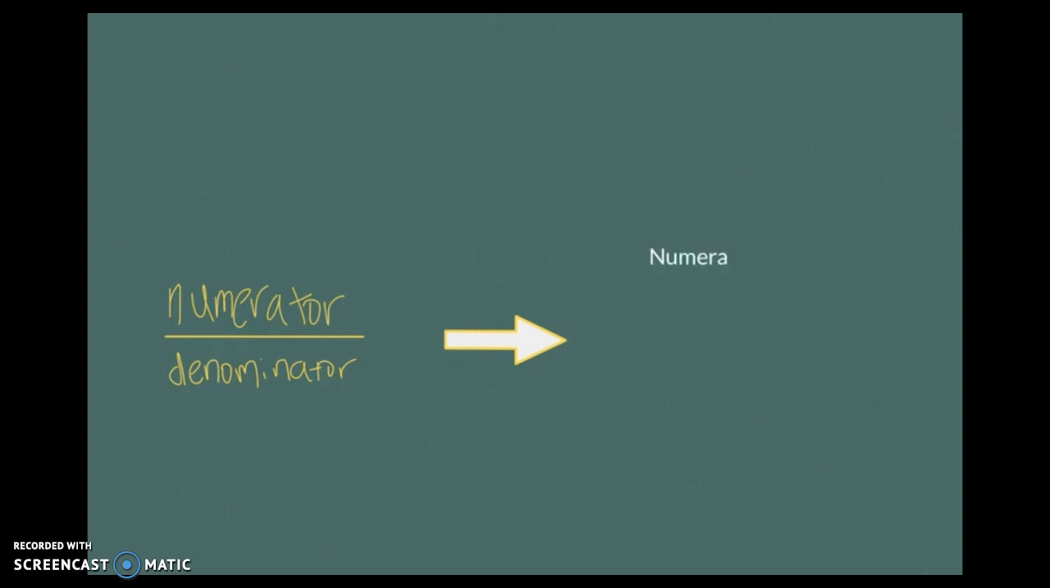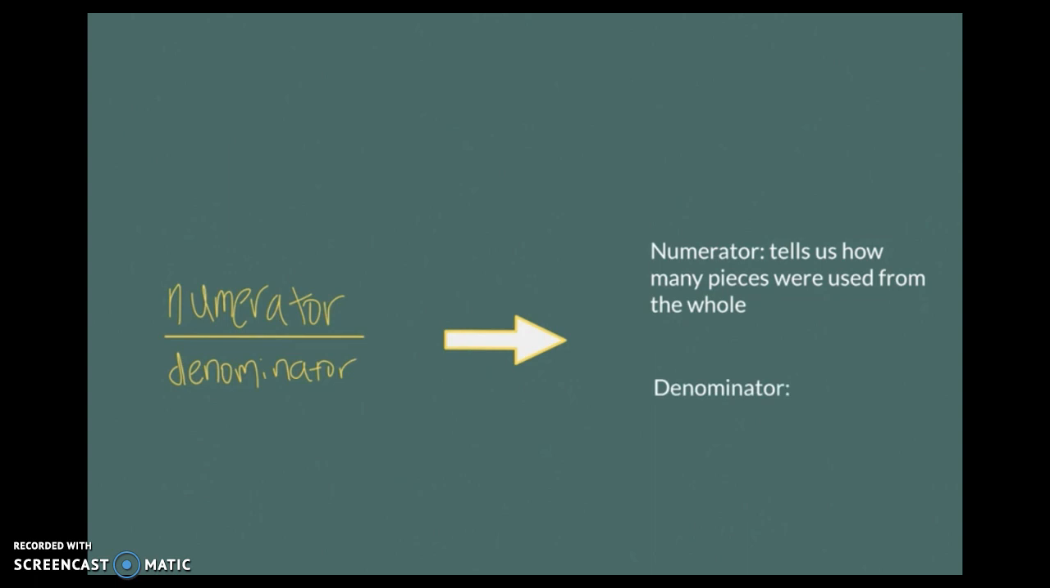So, numerator tells us how many pieces were used from the whole, and denominator tells us how many pieces in total is in the whole. This will make more sense in just a second as you continue watching the video. So right now, go ahead and write these definitions down to help you use in future references.